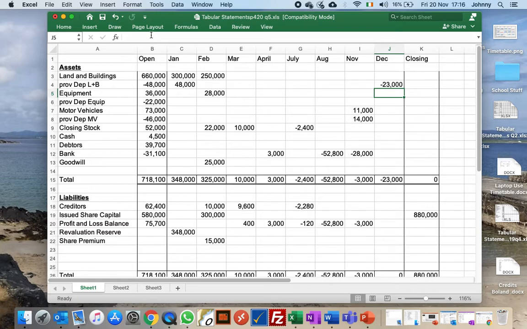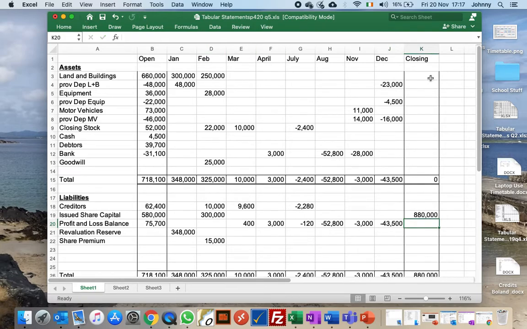So 23 grand depreciation. The depreciation on motor vehicles was 16 grand. So we have minus 16 grand there. So that's more liability been added on, and equipment is 4.5. So provision for depreciation equipment minus 4.5. So the total figure there is 43 grand. So all of that is an expense, and I'll just put all that number in together. 43,500. Okay, so that's that.